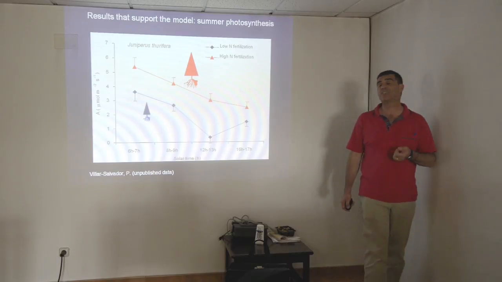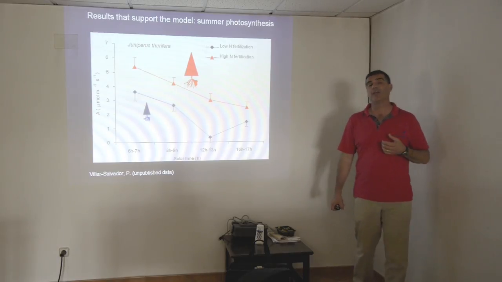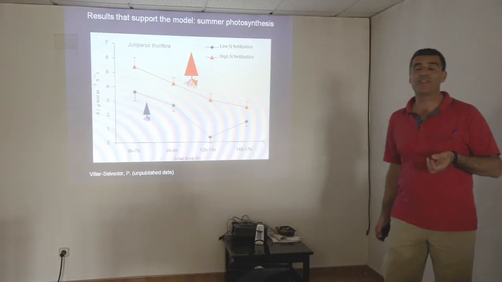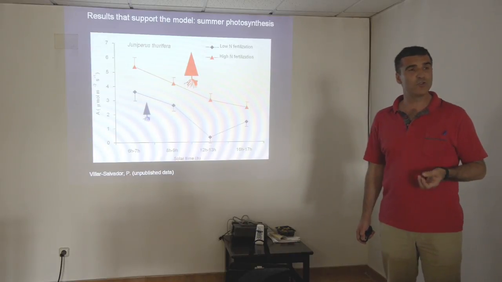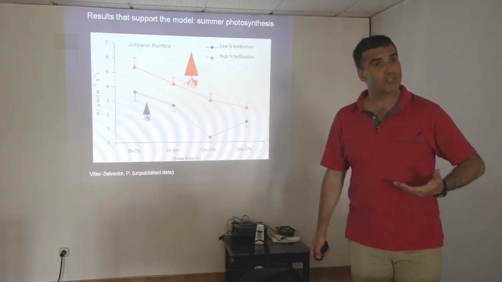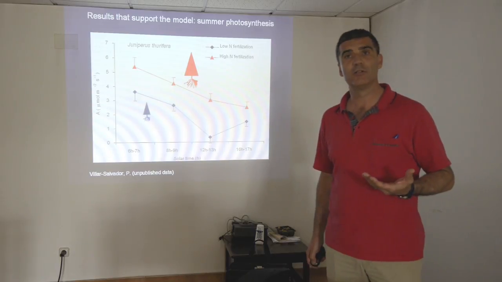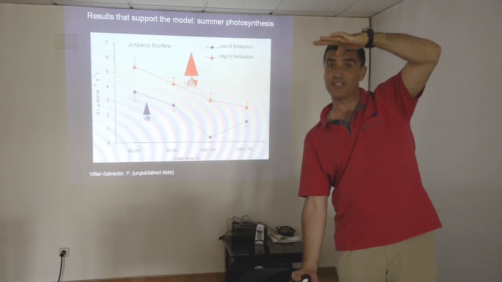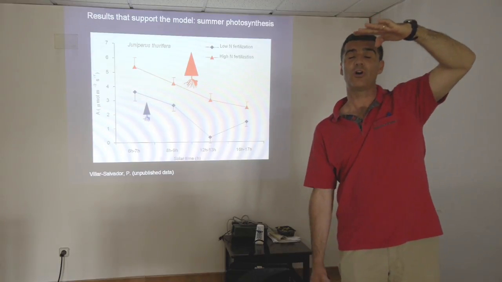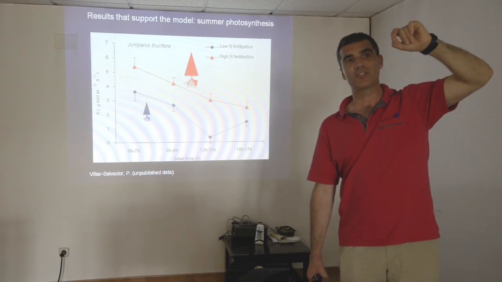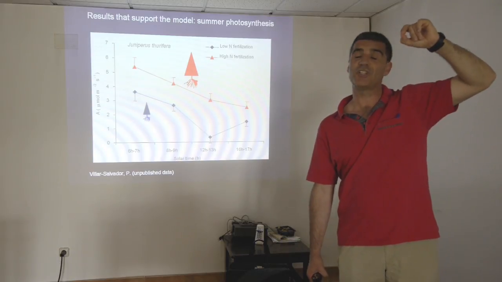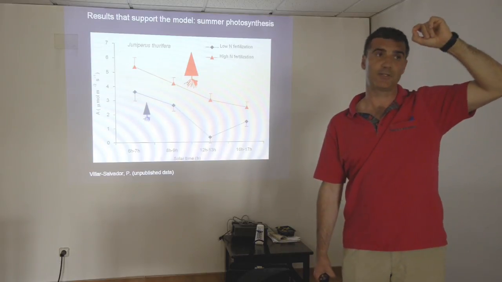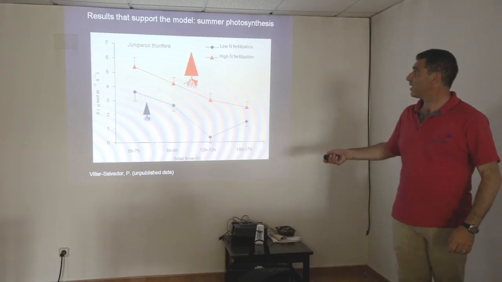Okay, when we analyze what happened in summer, we expected that if you have large and deeper root systems, you will maintain the plants more hydrated during the summer because your root system is getting deeper to wetter soil horizons. So if your water potential is higher, you can maintain higher photosynthesis.